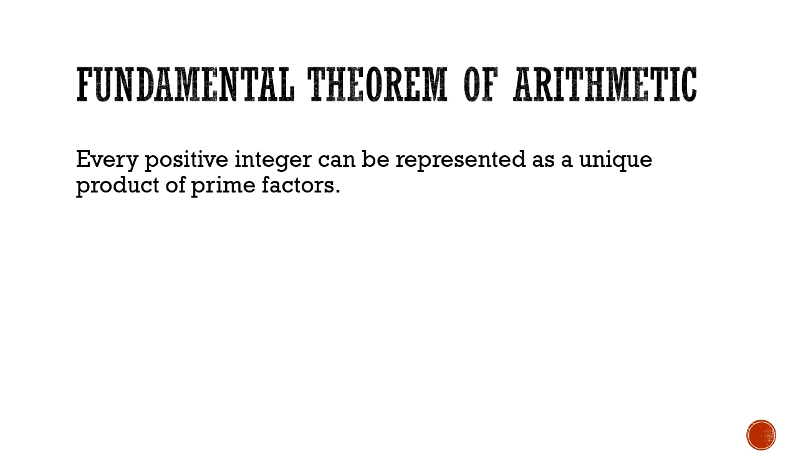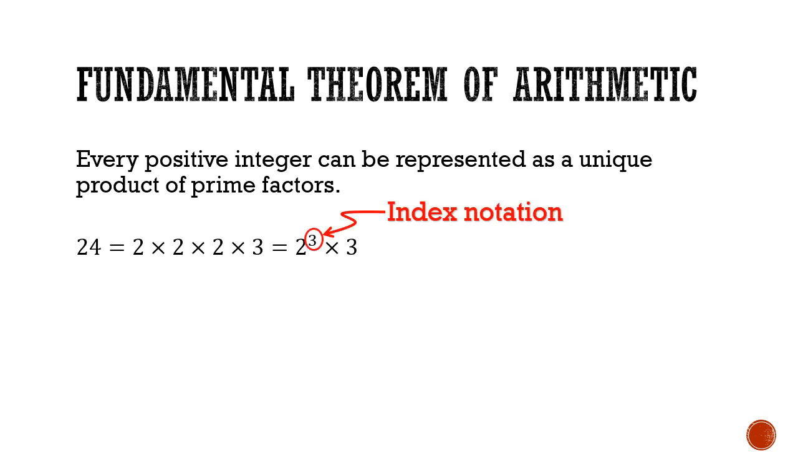Now we move on to the fundamental theorem of arithmetic that states that every positive integer can be represented as a unique product of prime factors. Take the number 24. It can be represented as 2 times 2 times 2 times 3. We can also represent this as 2 to the power of 3 times 3. This superscript 3 here is an index notation, and it's an easy way to say that 2 is multiplied by itself 3 times.